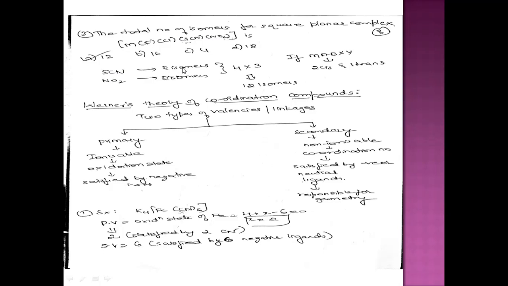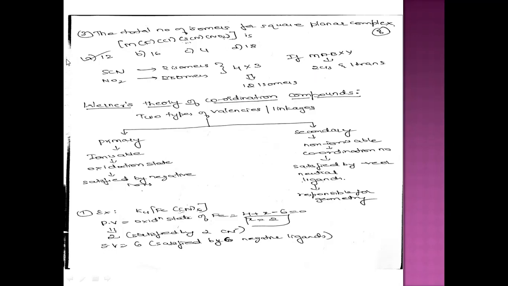And for SCN, 2 isomers: you can donate from S and donate from N. So there are 2 linkage isomers for SCN and 2 isomers for NO2, a total of 4. Each of these isomers will form 2 cis and 1 trans. So it is 4 into 3, and a total of 12 isomers are possible. 2 isomers because of the ambidentate SCN ligand, 2 because of the nitro ligand, and each of these 4 will form 2 cis and 1 trans. That's why the total number of isomers here is 12. So the answer here is 12.